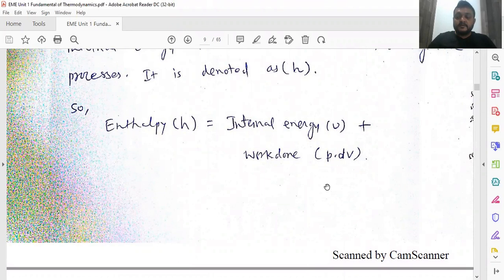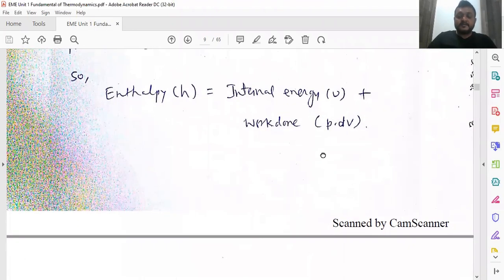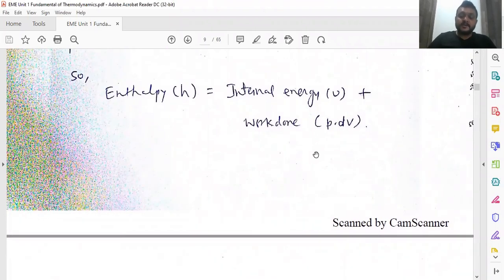Now, in the next lecture, we have to see the laws of thermodynamics. Various laws are there: the zeroth law of thermodynamics, the first law, the second law, the third law of thermodynamics, and so on.